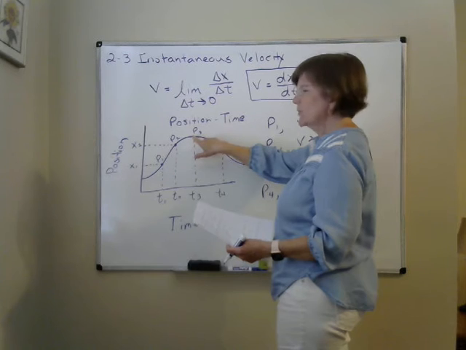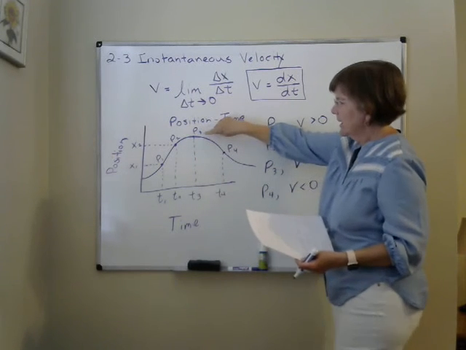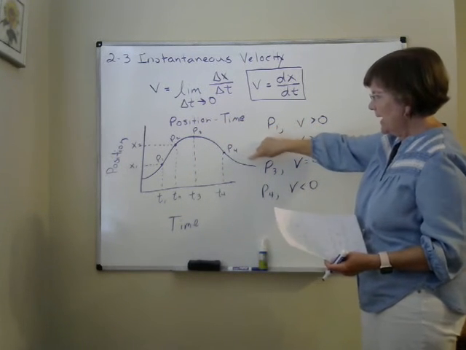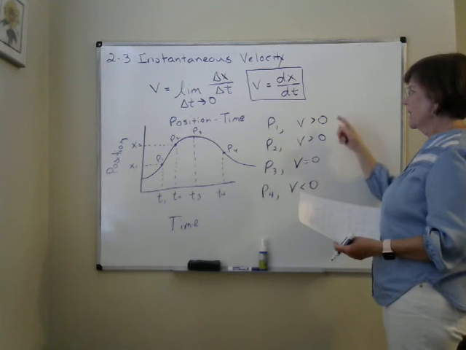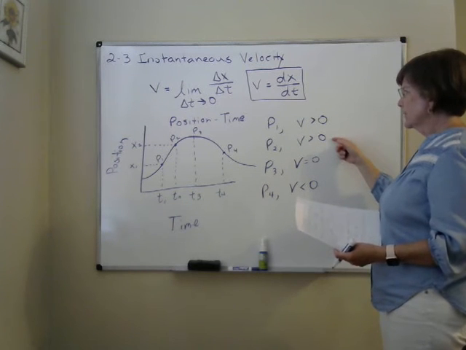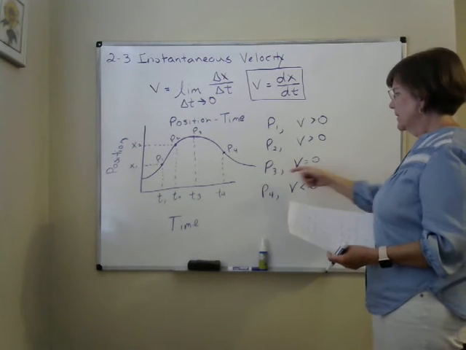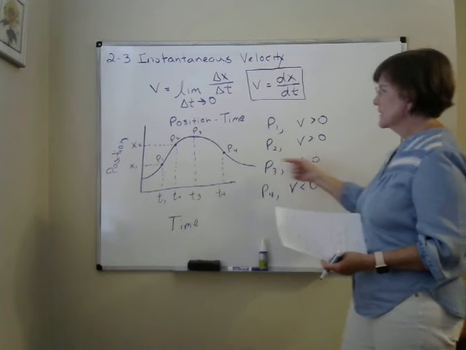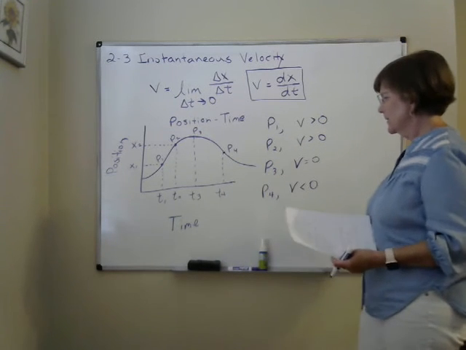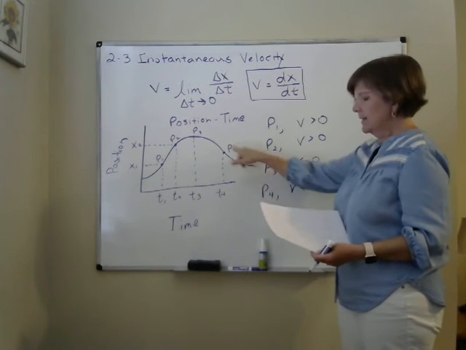This would be the point at which we actually turn around, and now we're moving in the negative direction back towards the origin. Positive velocity, positive slope, 0 velocity, 0 slope, negative velocity, negative slope.